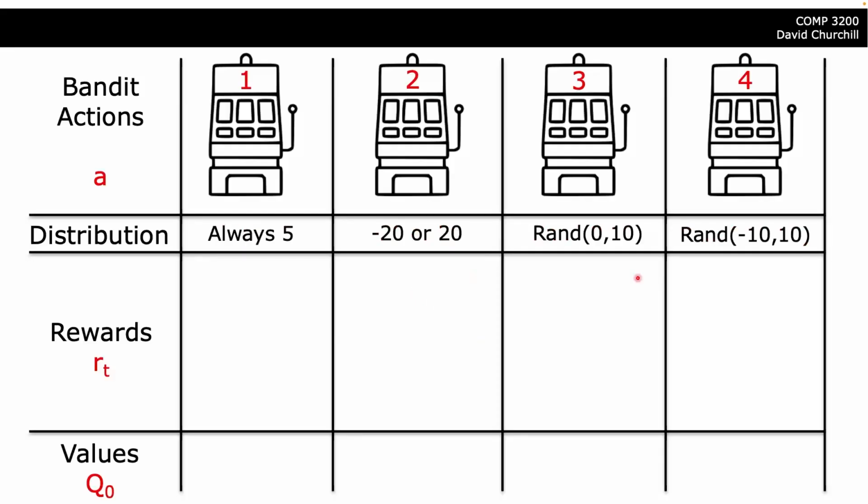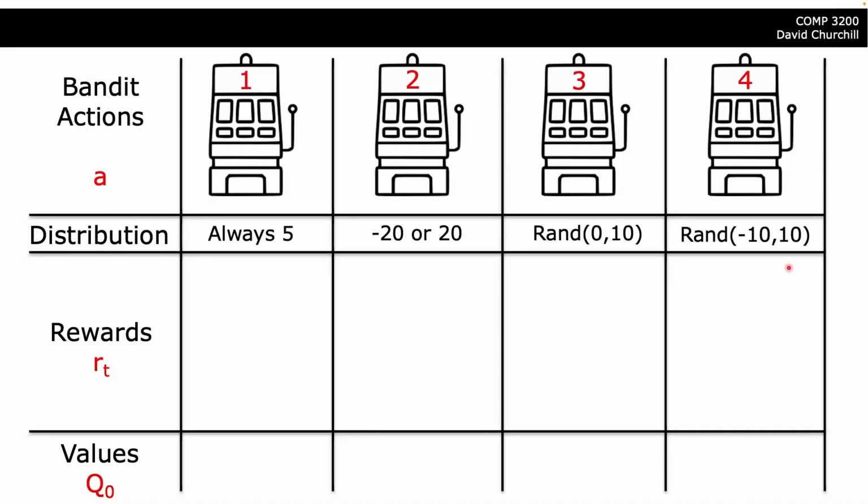So for example, here are the distributions I'm going to use, and they're wildly different. So this first one, every time I pull it, it's just going to give me always 5. So every time I'm just going to get a 5. This one is going to give me negative 20 or 20, nothing in between. This one is going to give me a random value between 0 and 10. Let's just pretend that they're all integers. And this one is going to give me a random value between negative 10 and 10. And now, hand up if you can tell me which one you would pull. There's no wrong answer yet. There might be a wrong answer after we do a little bit of math. Yep.